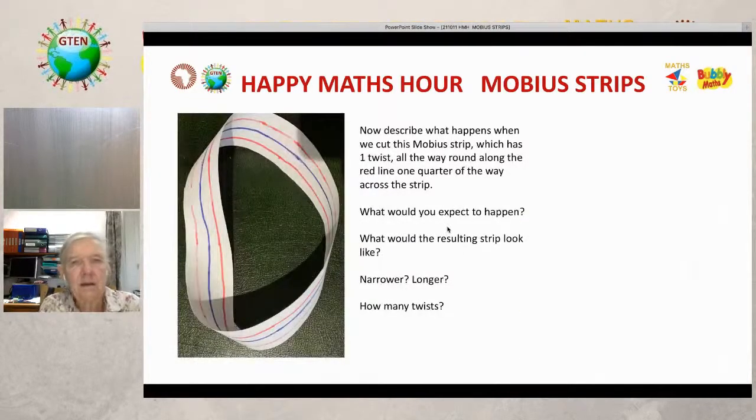And then, can you imagine now in your mind's eye, it's about visualizing something, thinking about that. What happens when we cut this Mobius strip? It has 1 twist, or 1 half twist really, all the way around along the red line, 1/4 of the way across the strip. What would we expect to happen, and what would the resulting strip look like? Would it be narrower or longer, and how many twists would it have?